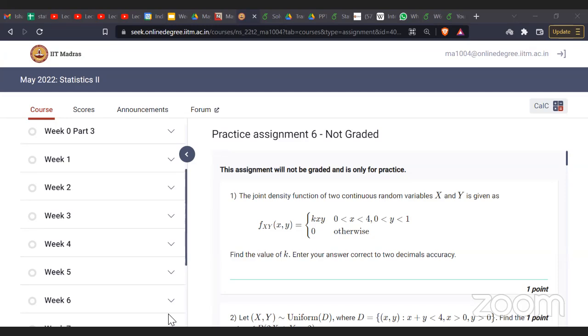So the first part will be the integral of 1 by 4 dx, where x varies from 0 to 2, plus the integral of 1 by 2 dx, where x varies from 2 to 3. Once you solve it, you will get 1. Since for two different intervals your PDF is defined differently.